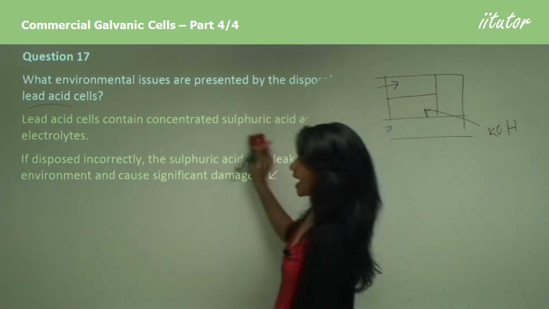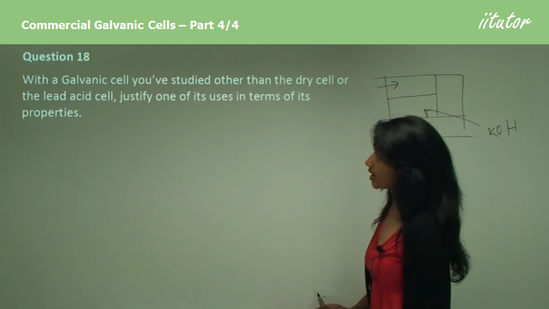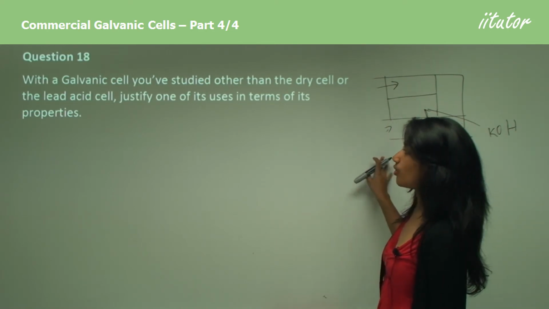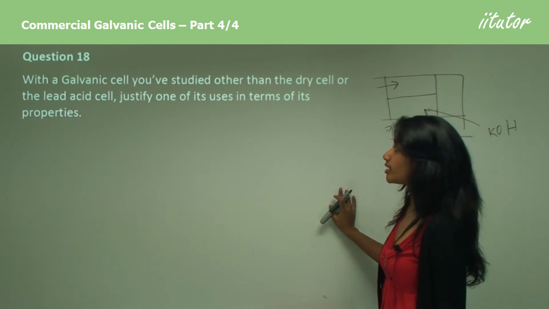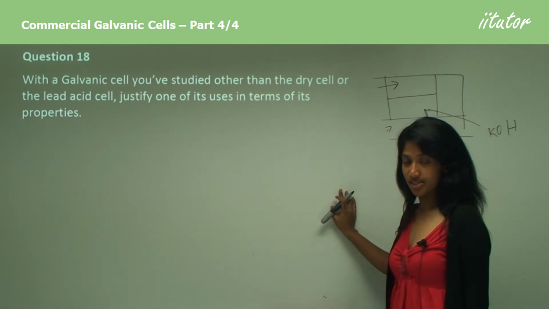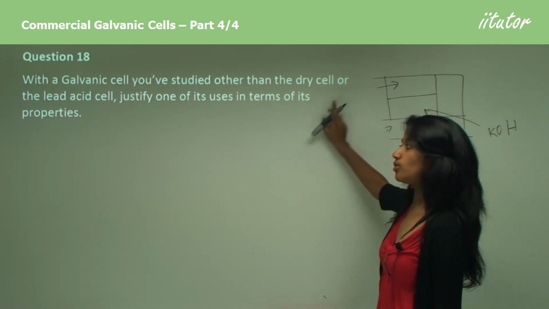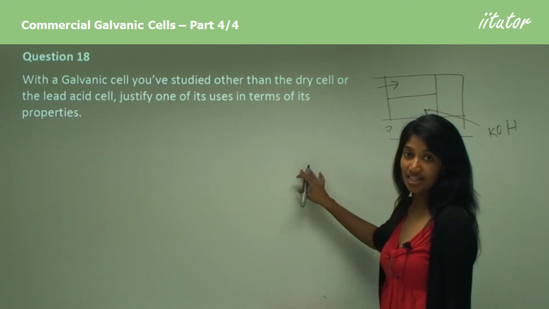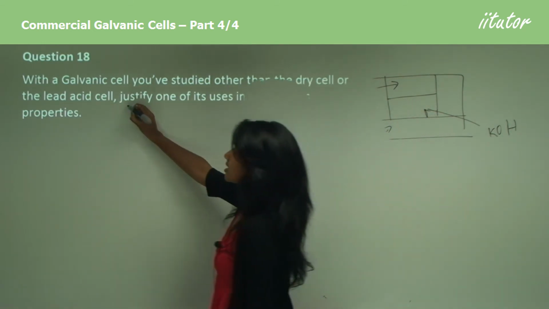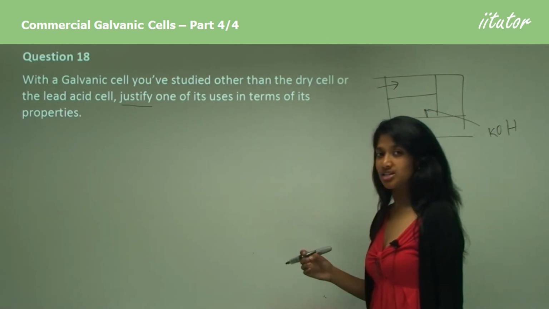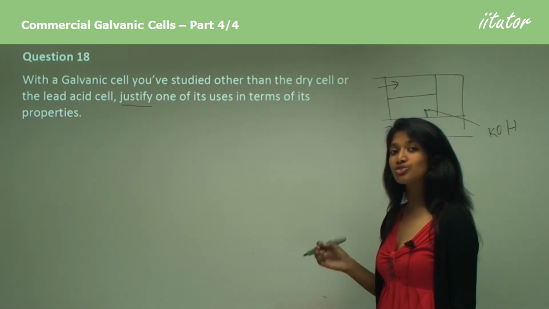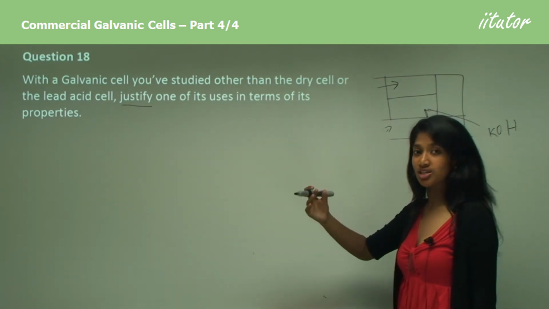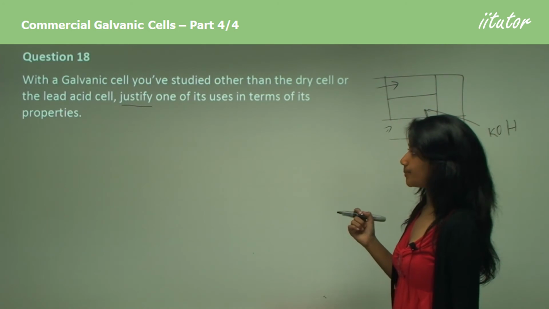Now let's move on to question 18. It says, with a galvanic cell you've studied, other than the dry cell or the lead acid cell, justify one of its use in terms of its properties. Now it says other than dry cell or lead acid cell. We looked at the silver oxide cell and we'll be using that example here. And look at the key verb here, justify. Justify means to provide an example and also back your example up. So when we're giving one use, we have to justify, give evidence and back it up.